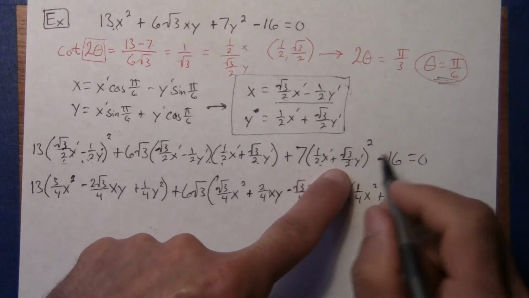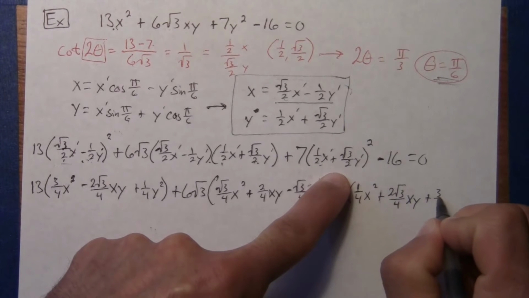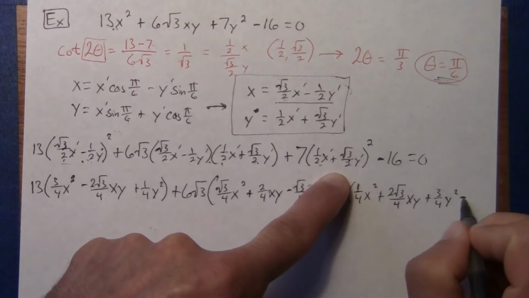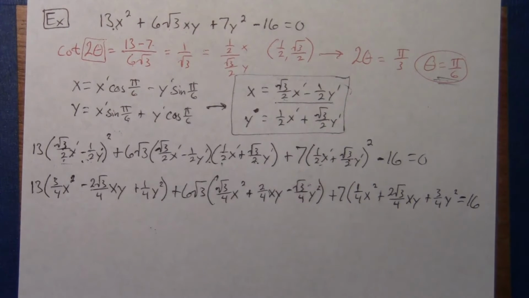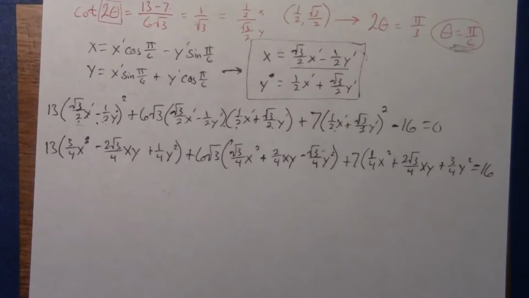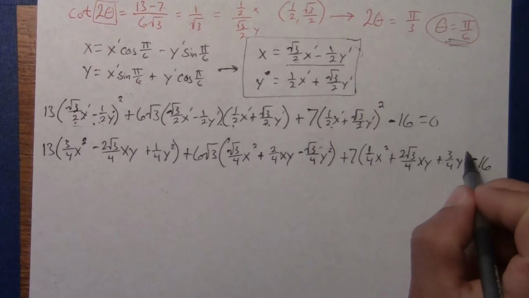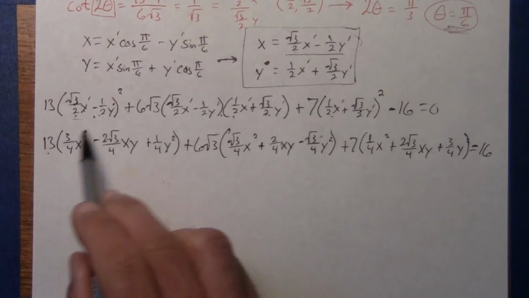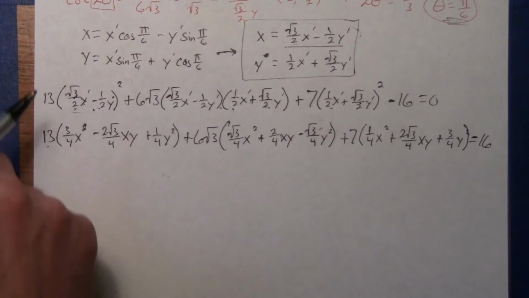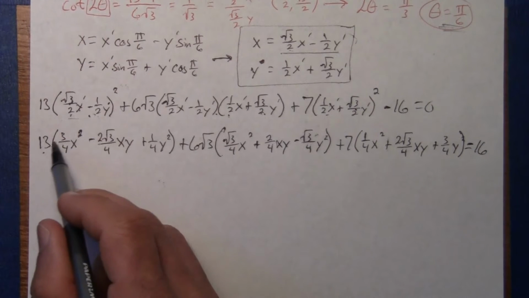And then when I square the last term, that's going to give me 3 over 4 y squared. And then I can say minus 16 equals 0, or I know from previous day that eventually I'm going to have to move that 16 over to the right side. Alright, now I've got it all multiplied or FOILed out. My last step would be to go ahead and distribute the 13, the 6 square roots of 3, the 7, whatever the case may be. And if you need to have a calculator handy while you're doing this, that's by all means fine, but most of these I think we can multiply out just fine.